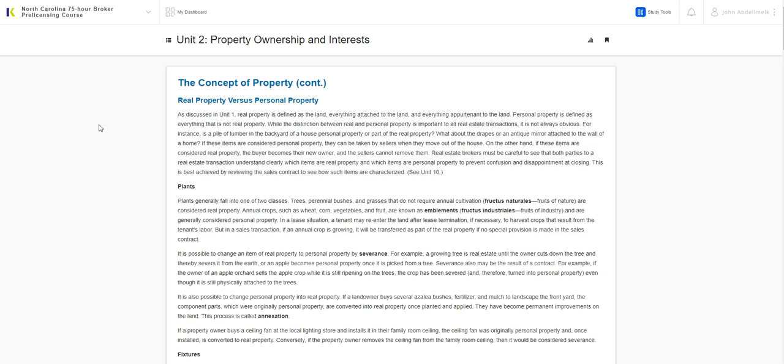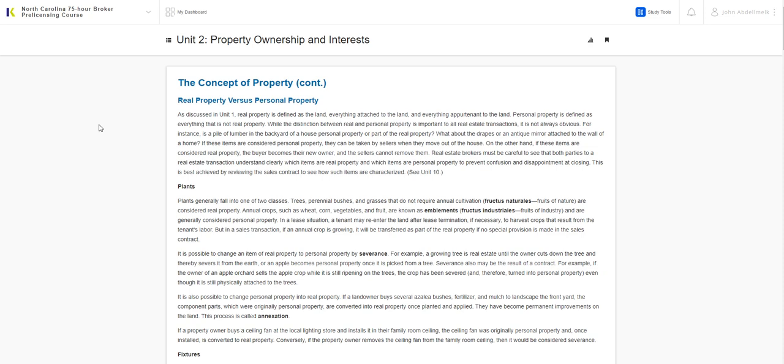The distinction between them is not really obvious. For instance, if you have lumber in a pile in the backyard, is it personal property or part of the real property? What about the drapes or an antique mirror attached to the wall of the house? If an item is considered personal property, it can be taken by the seller when they move out of the house. On the other hand, if these items are considered real property, the buyer becomes their new owner and the sellers cannot remove them. Real estate brokers must be really careful to see that both parties to a real estate transaction understand clearly which items are real property and which items are not.